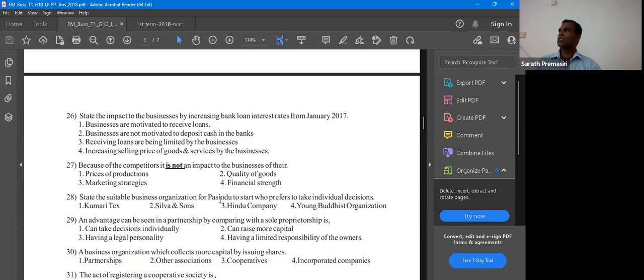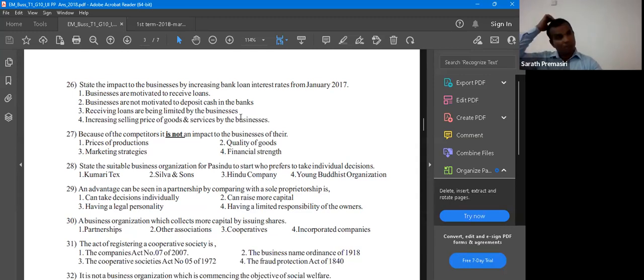State a suitable business organization for a person to invest who prefers to take individual decisions. What should he start? An association cannot, as individual decisions cannot be taken. A company cannot. Silva and Sons, what is this? Partnership. You are not able to take individual decisions. Then it is a sole trader business.